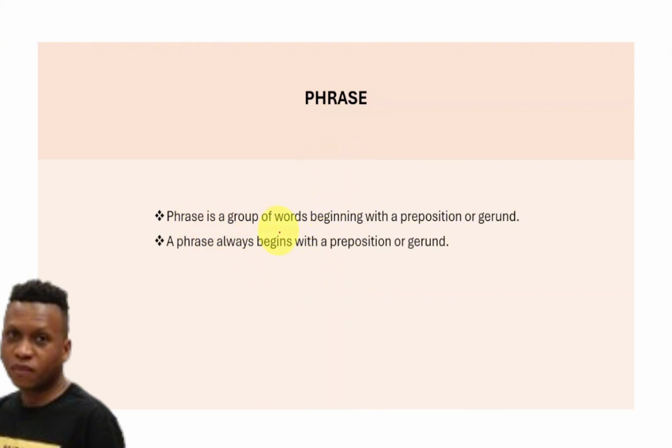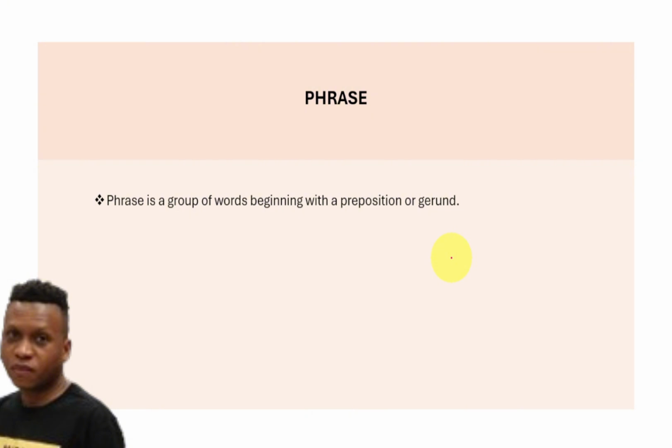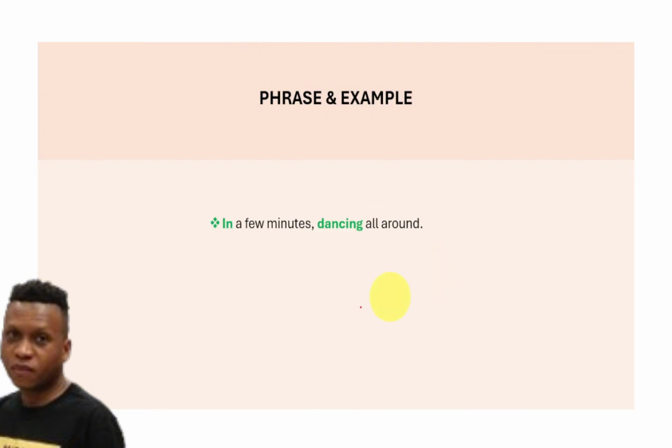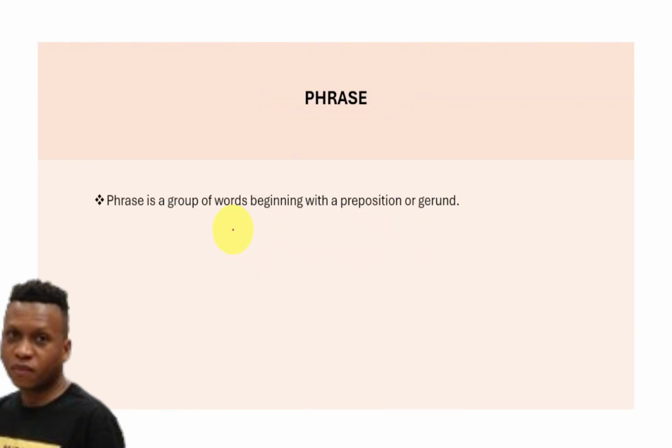A phrase is a group of words beginning with a preposition or gerund. So this one sometimes behaves as a noun. A phrase always begins with a preposition or gerund. So you have to be careful, okay? Now, like I put here, so when you take a look, in a few minutes, dancing all around. So when you take a look, this one is a preposition. This is what I was talking about. The phrase is a group of words beginning with a preposition.